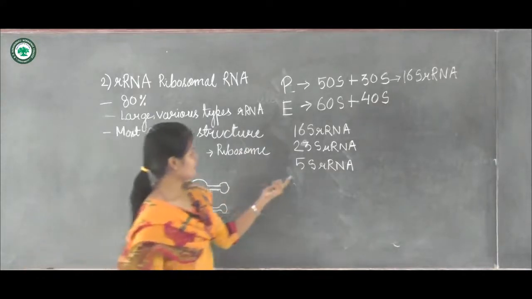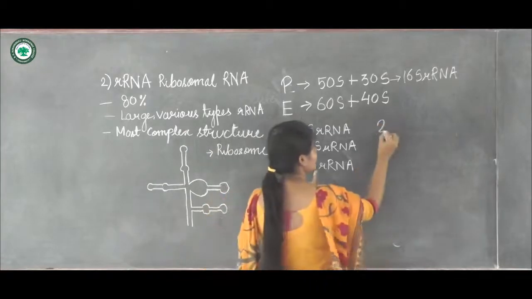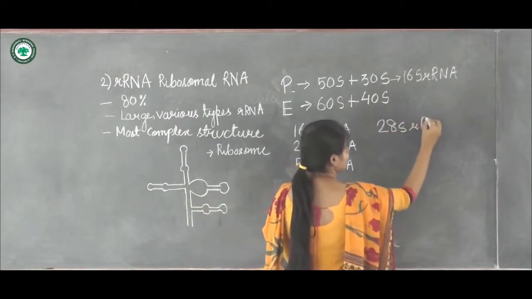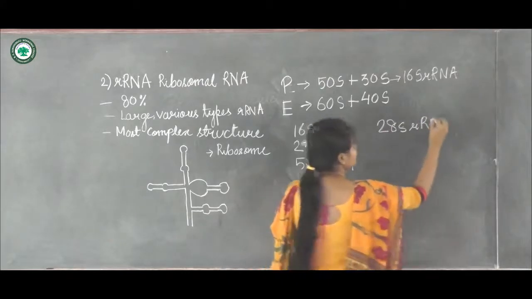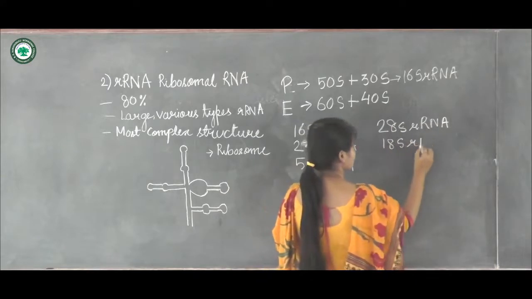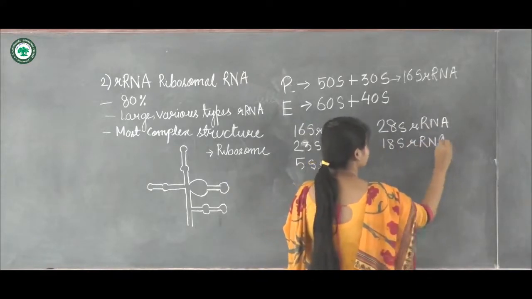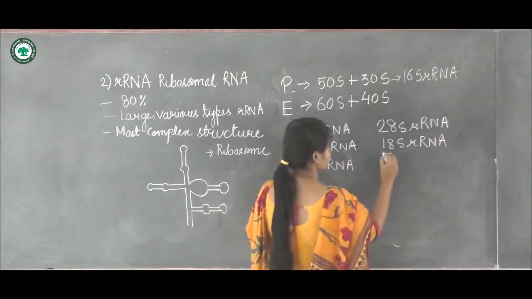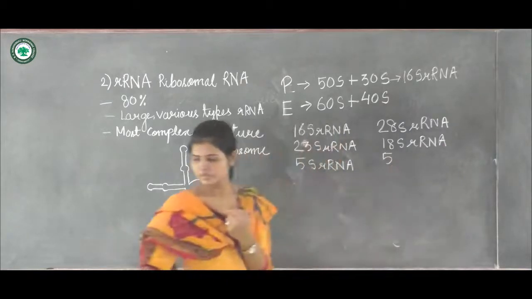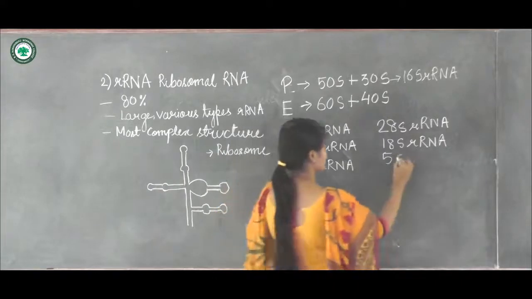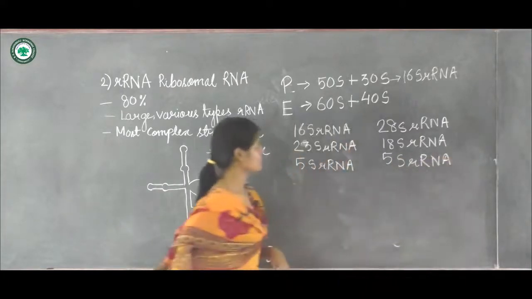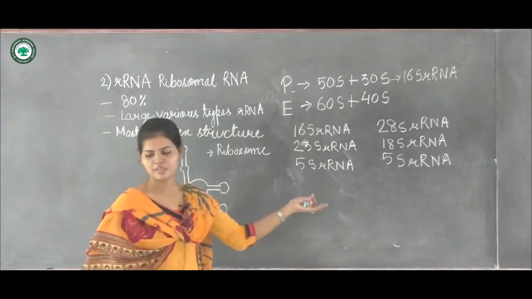Now in the case of the eukaryote, there will be 28S rRNA or 18S rRNA, then 5.8S, and 5S rRNA. So these are the different types of the rRNA which are present in the cell.